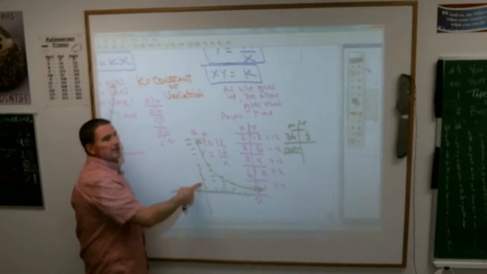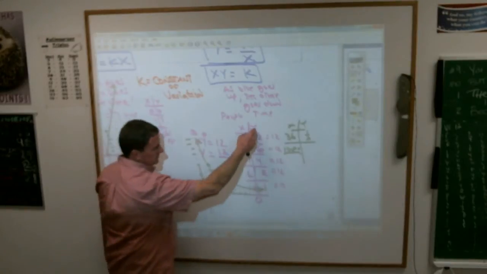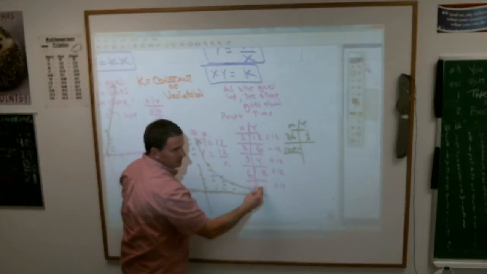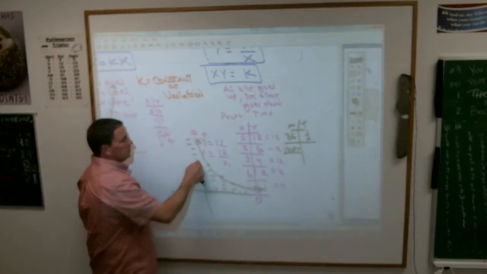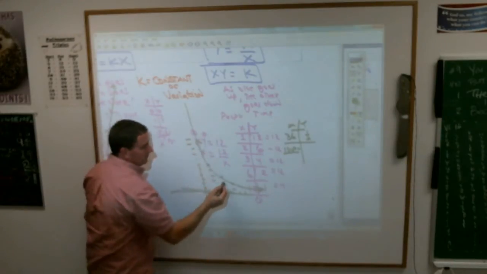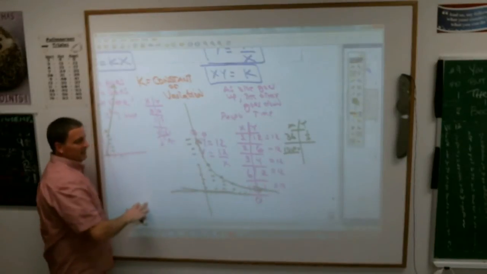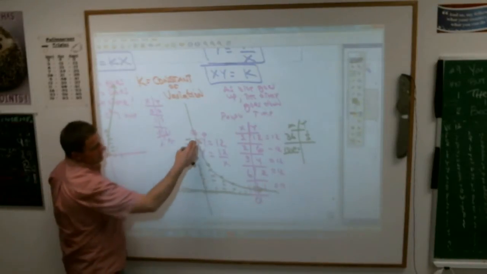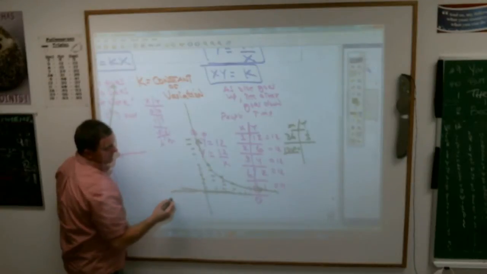Because no matter what, it's always going to take you a little bit of time to do that job. So it'll approach that axis but never reach it. And as long as we're there, there's also a reflection over here.